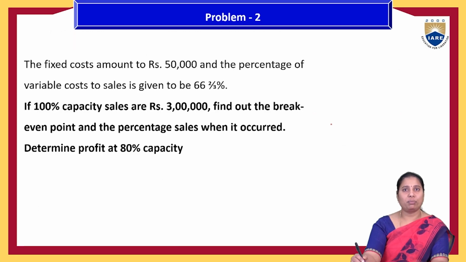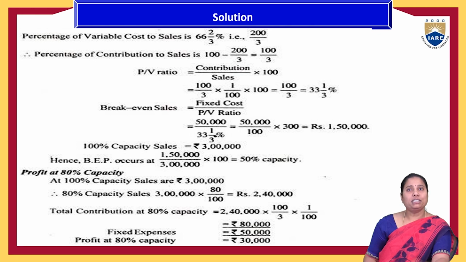The second problem: the fixed cost amounts to 50,000 and the percentage of variable cost to sales is given as 66 2/3%. If sales at 100% capacity are 3 lakhs, find the break-even point and the percentage of sales at which it occurs, and determine profit at 80% capacity. The percentage of variable cost to sales is 66 2/3%, that is (66 x 3 + 2) = 200 divided by 3.